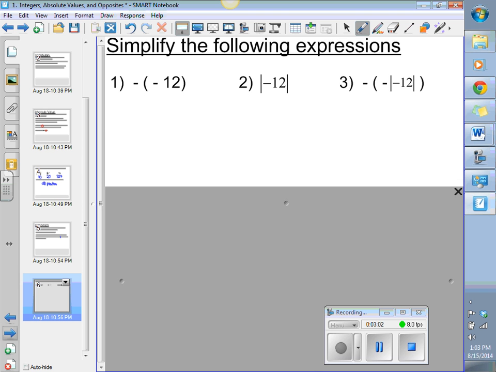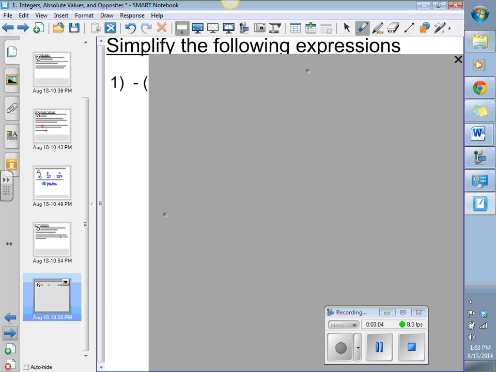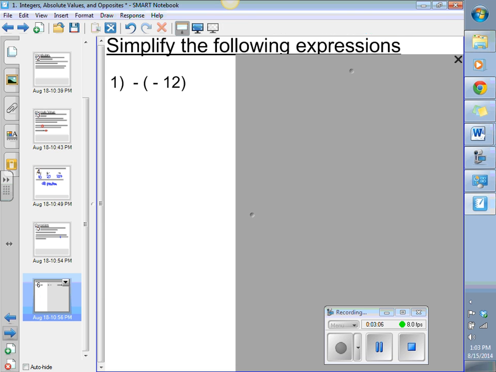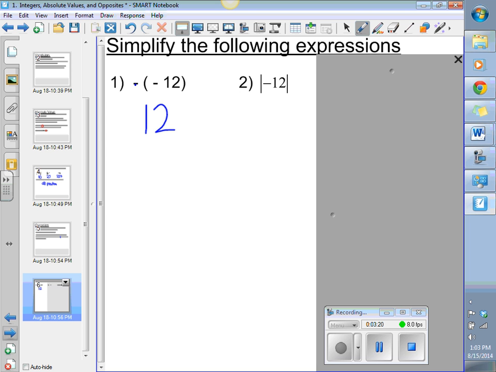So we're going to simplify these expressions. We have negative 12. This reads as the opposite of negative 12, which I hope we all know is 12. This reads as the absolute value of negative 12. So how far is negative 12 from 0? That's 12 away.